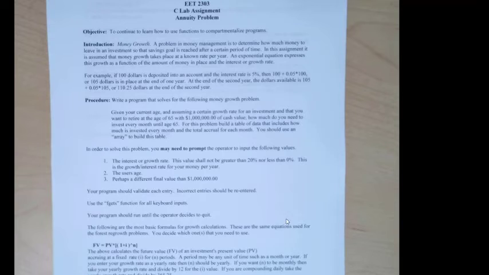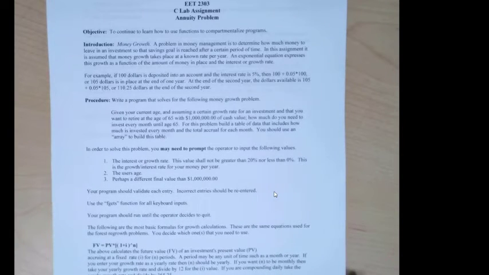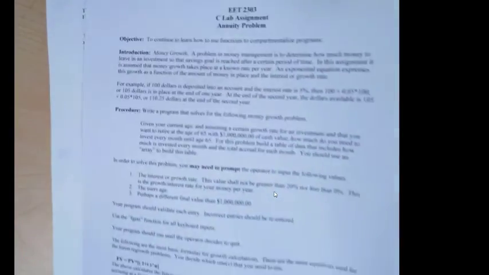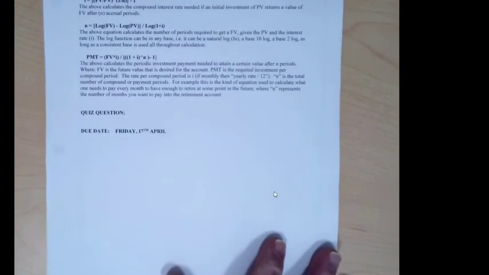Okay, I've given you some equations. We have the same equations as we did in this last assignment, plus one. So here we have the FV equation, the PV equation, the I equation, the N equation, and something called the PMT equation. You need to choose which one or ones of these equations you need to use, and write me a program that tells me how you're thinking about your retirement goals.